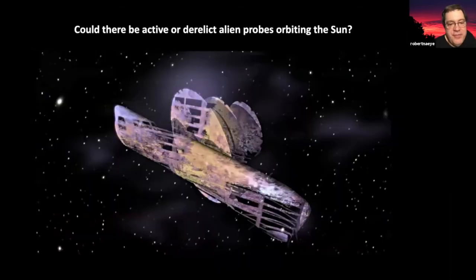And Wright has even pointed out that we can't rule out the possibility of active or derelict alien probes orbiting the sun right now. Only a very thorough exploration of the vast expanses of interplanetary space would reveal them. So once again, none of this is crazy if you accept the idea that other civilizations might exist, and that some of them might exist for millions of years.